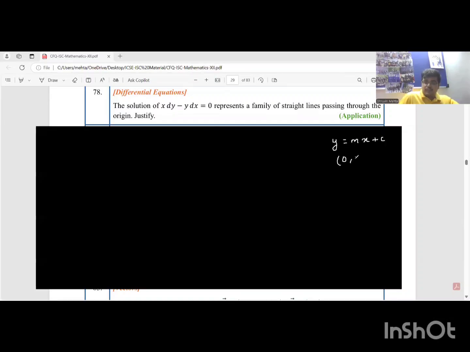And do you know that if it passes through origin, then y is 0, x is 0, and when you substitute, you will get c is 0, which means the equation of a line passing through origin is of this format, y equal to mx. If we can prove this, then we can say it's a line passing through origin. Now we look at this question 78.